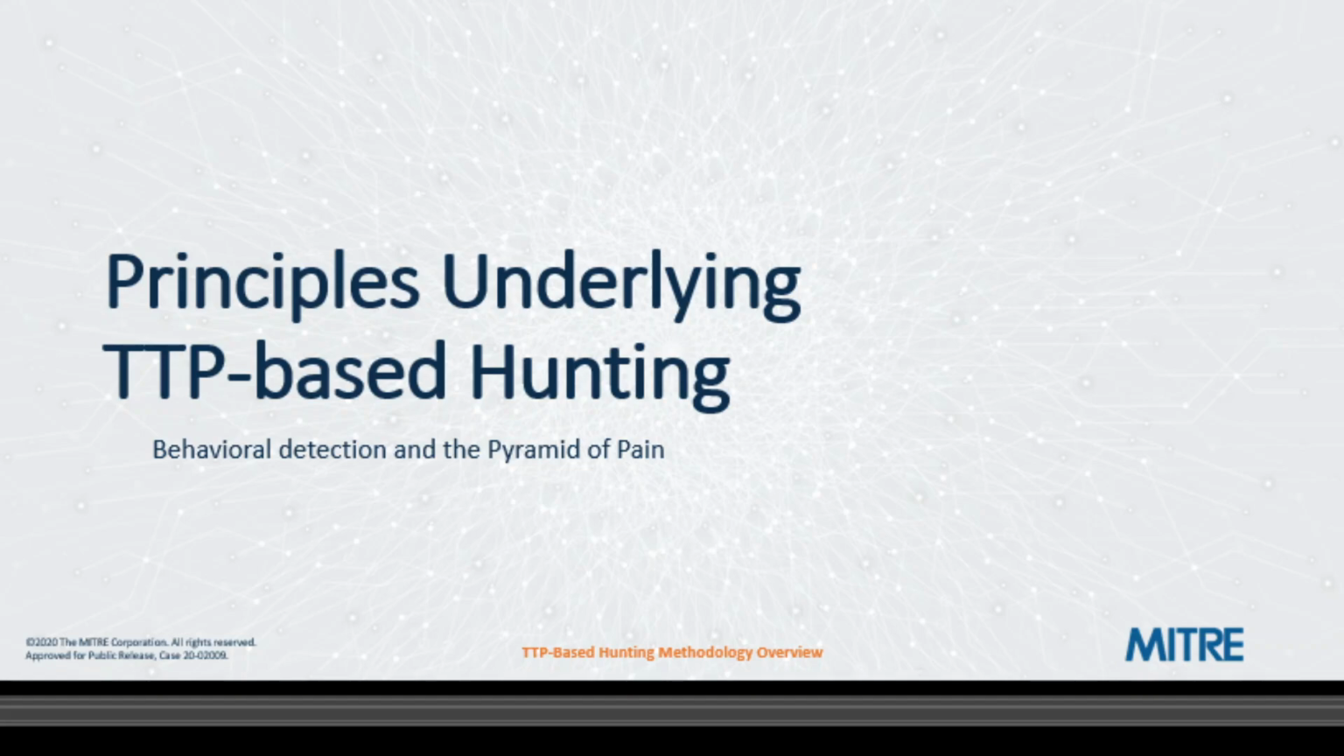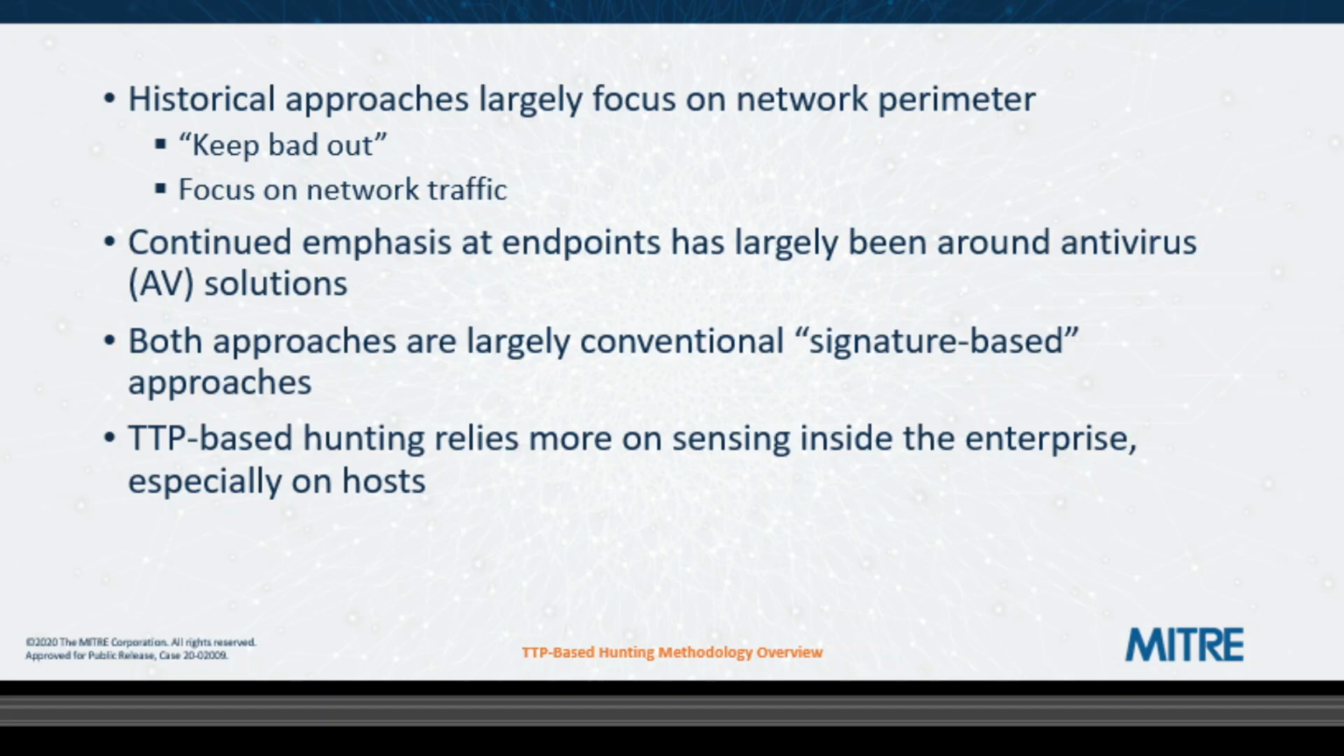So let's talk about the two dimensions for TTP-based hunting that we had talked about for the other approaches. Where are we sensing, and how are we defining bad? So first off, where to sense. A lot of the legacy approaches have focused on the network perimeter, and they focus on network traffic at the perimeter to keep the malicious activity out or detect a massive exfil at the end of the adversary's campaign. Of course, antivirus approaches have focused on the endpoints. Both of those tend to use a more signature-based approach.